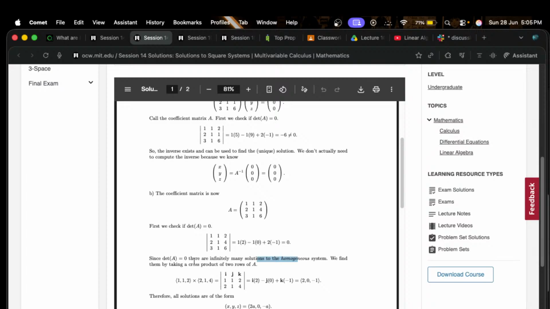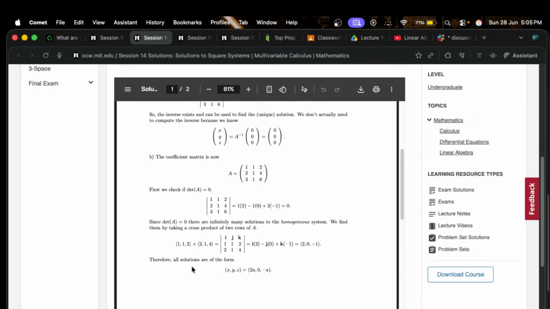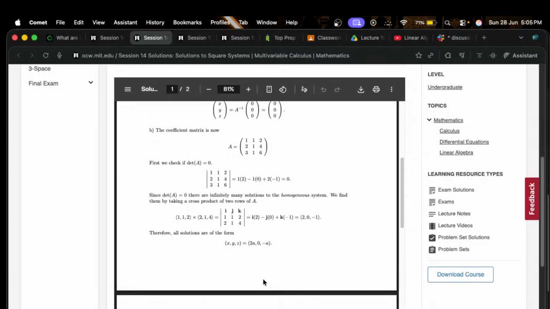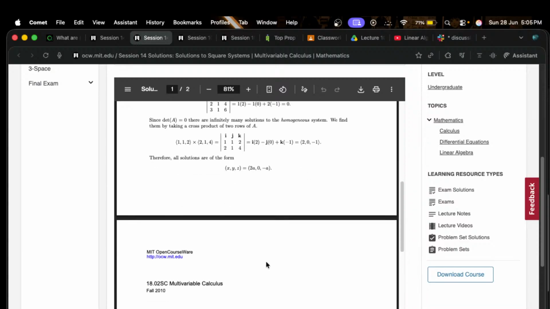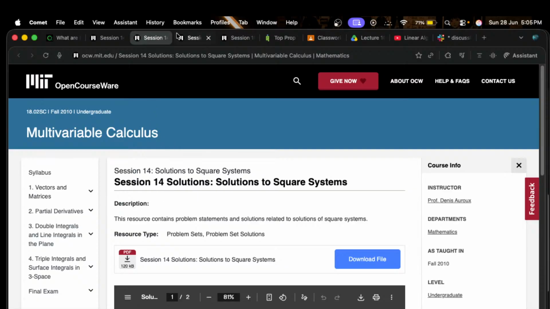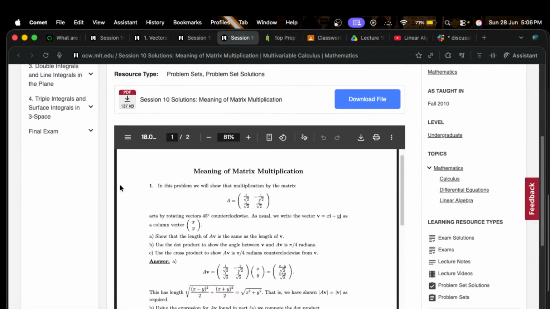We find them by taking the cross product of two rows. Okay, we did the cross product of this. This is the answer. Therefore, all the solutions are of the form this, which is the XYZ here. Okay. So what I think is, there was nothing very unique here. And what's here?